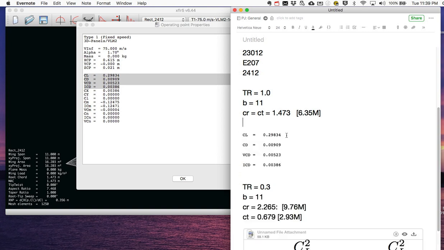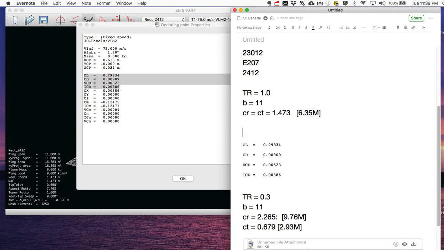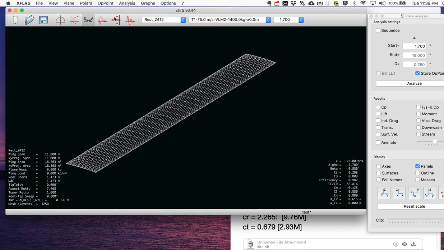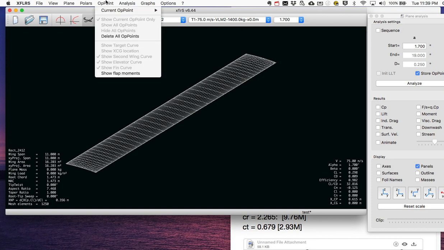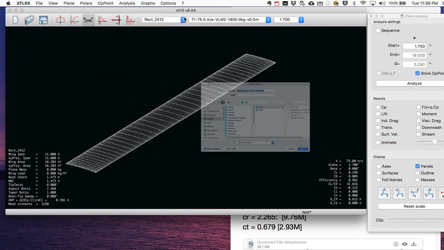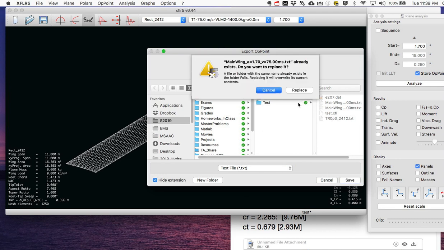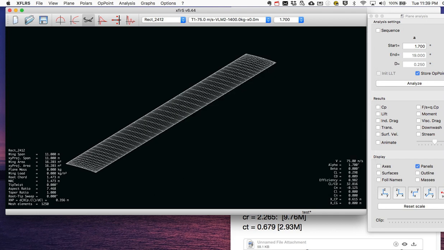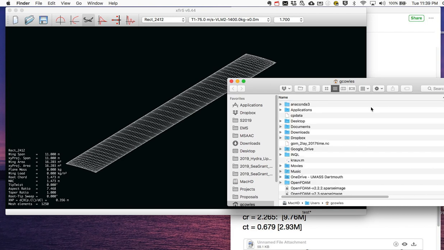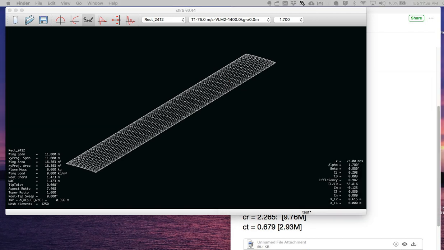So right here, I have my 2412, so that's taper ratio 1. Produce this data here, and I say OK, and I can also export it, save it as a text file. I'm going to hit save. I already have something there called this for some reason, but that's okay. 1.7, that produces this kind of data. Let me grab that if I can find it here. Foils.